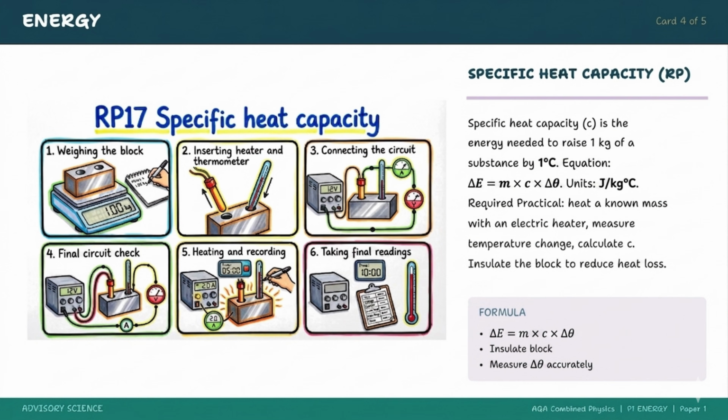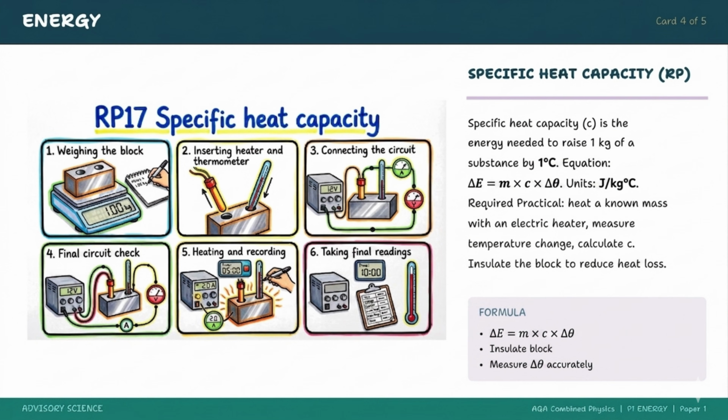First, you measure the mass of the block using a digital balance. Second, you wrap the block tightly in an insulator like bubble wrap to stop heat escaping into the air. Third, you place the heater and thermometer into their holes and record the starting temperature. Fourth, you turn on the power supply and start a stopwatch, leaving the experiment running for 10 minutes. Finally, you record the ending temperature and the total joules shown on the joule meter.